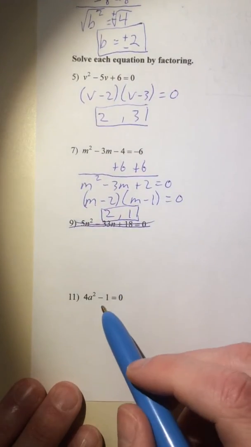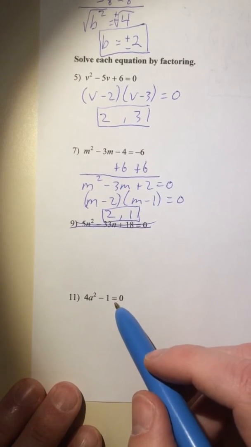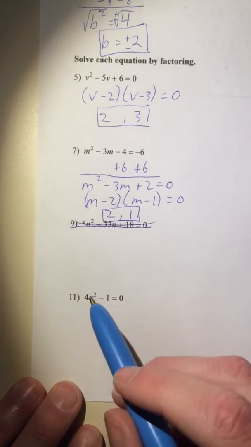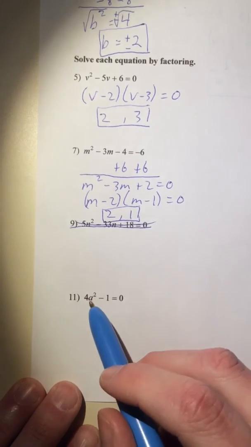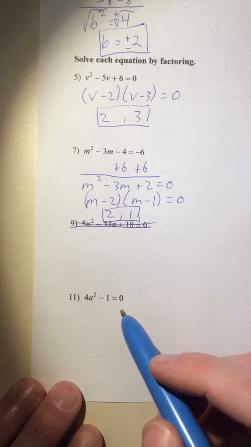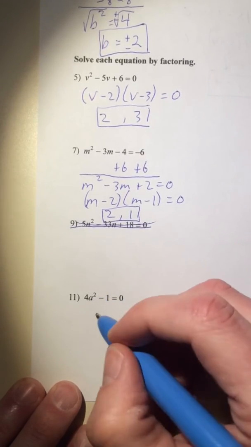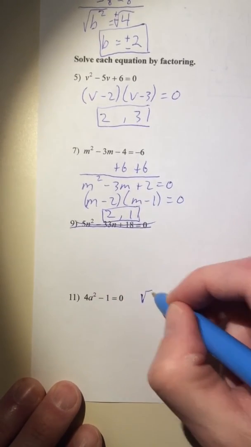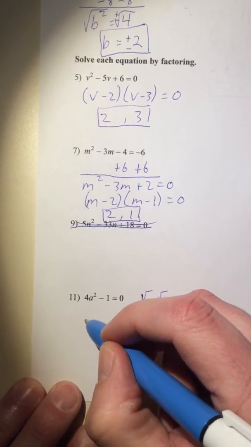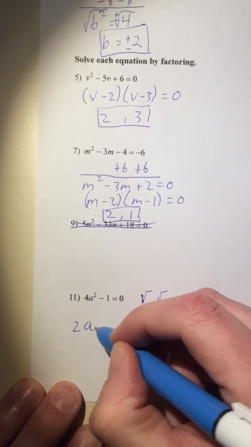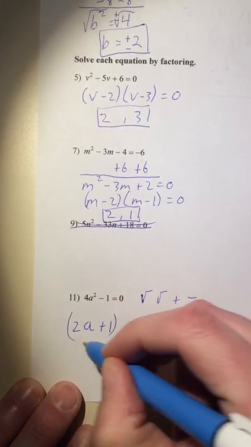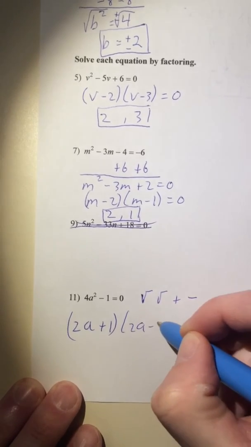So here, this looks like a difference of squares, and it certainly is a difference of squares. And we can tell because 4a squared is a perfect square, and 1 is a perfect square. So we're going to factor it as though it's a perfect square problem. So remember, we have to do root plus minus. So we're going to take the square root of 4a squared, which is 2a. Take the square root of 1, which of course is obviously 1. And then we have 2a minus 1.